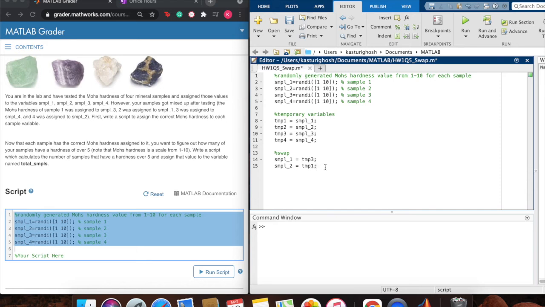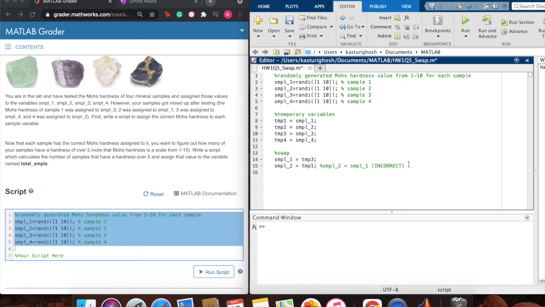Please note right here, if I had written something like SMPL2 equals SMPL1, this would be incorrect. And why would that be? Because SMPL1 does not equal the number that was generated initially. SMPL1 now equals TMP3, which was the value stored in sample 3, right? So this statement would be completely incorrect, which is why using these temporary variables is very important in these questions.